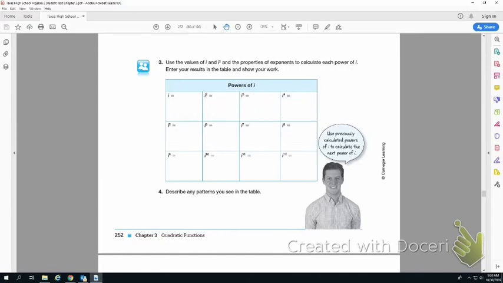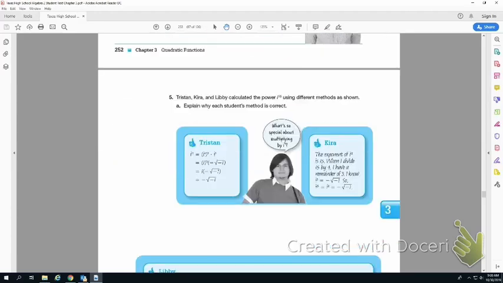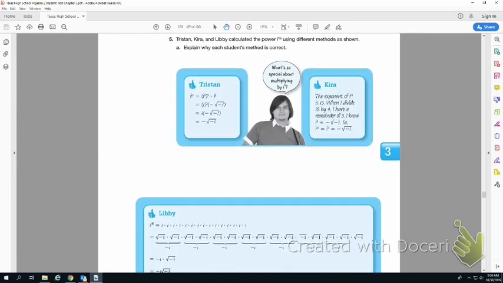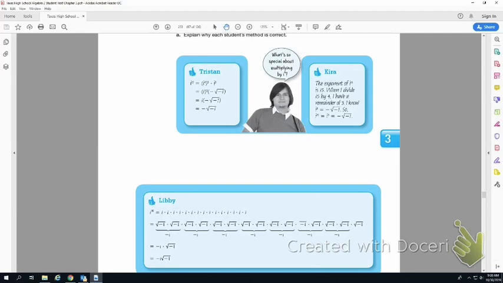So let's now go here. Alright, now at the very bottom of each one of these, I want you to put negative i equals negative i. And I'm going to walk through these.